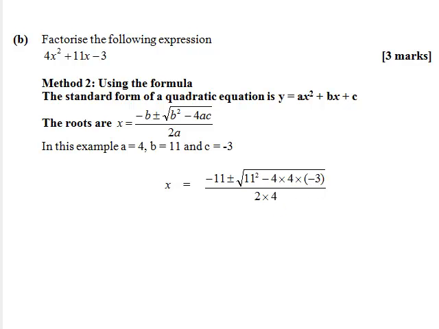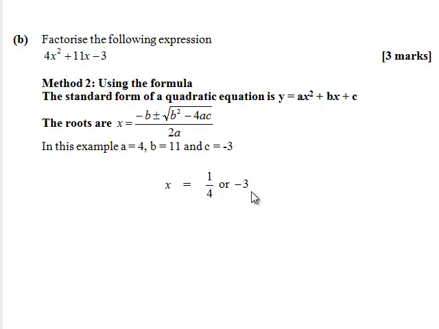Right. 2 times 4 is 8, 4 times 4 is 16, times 3 is 48, and we've got minus, so that means that's plus 48. 11 squared is 121, 121 plus 48 is 169, 13 minus 11 is 2, 2 over 8 is a quarter, so that's one root, and 11 minus 13 gives us minus 24. Minus 24 over 8 is minus 3. So that means the two roots are x equals a quarter or x equals minus 3.